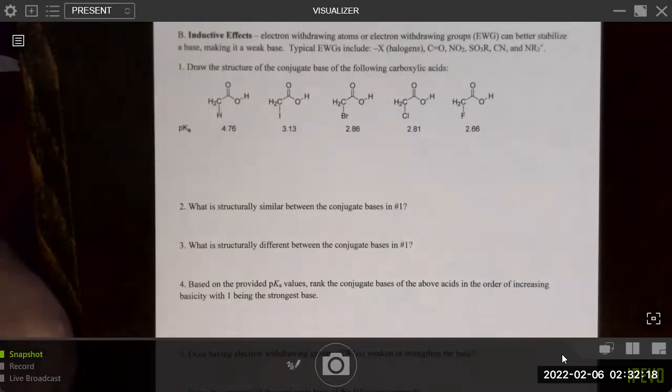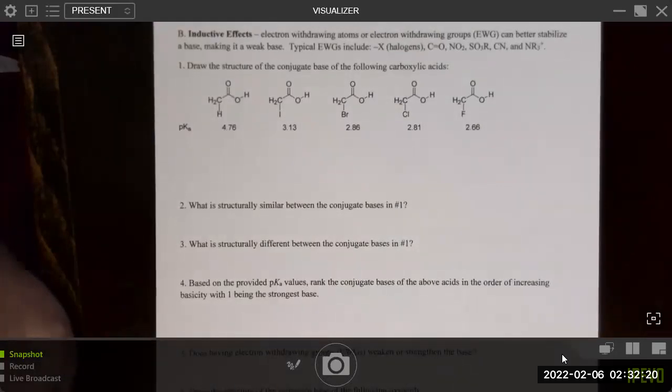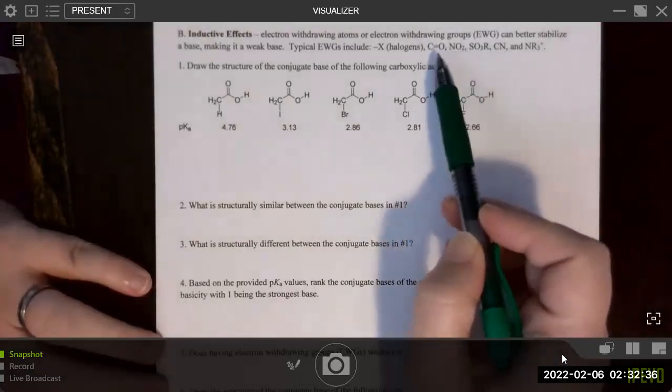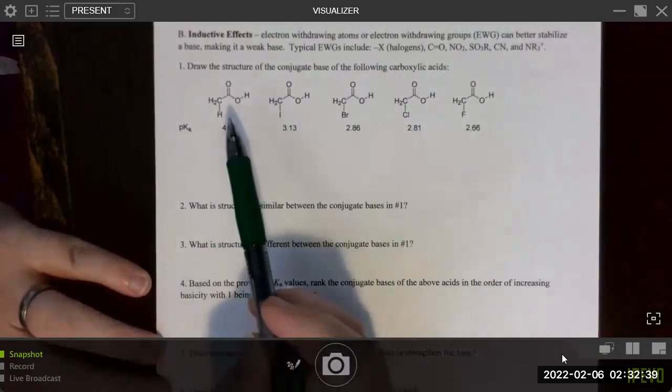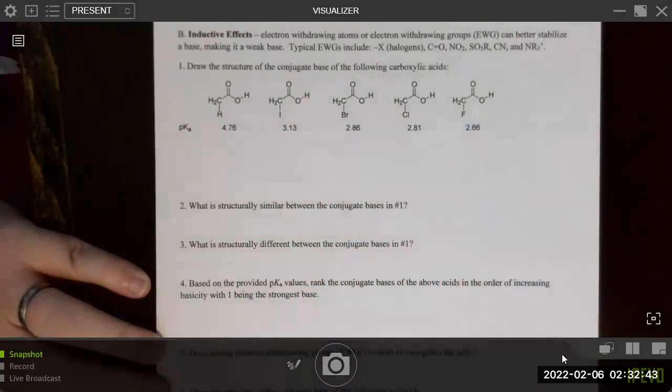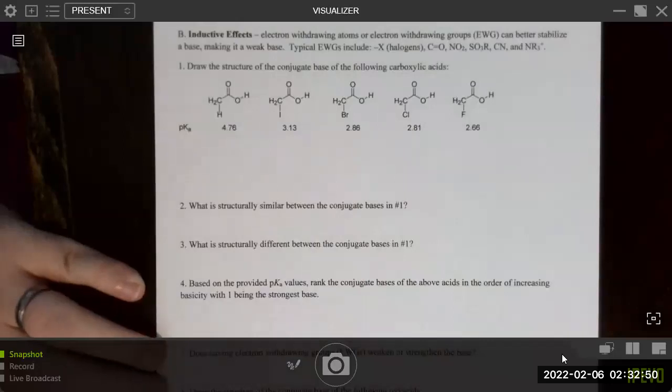Okay, so we are going to be talking about inductive effects, which is the presence of electron withdrawing atoms or groups that can help stabilize a base, making it a weaker base. And so it gives you some examples of what are some electron withdrawing groups. So starting off with just electron withdrawing atoms, let's look at these structures, and it asks us to draw the structure of the conjugate base of the following carboxylic acids.